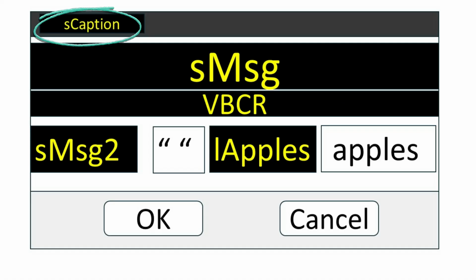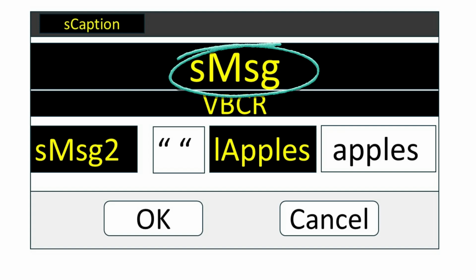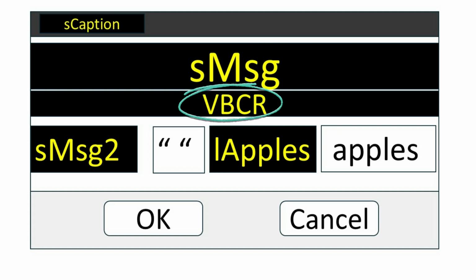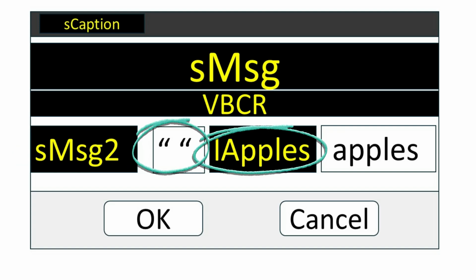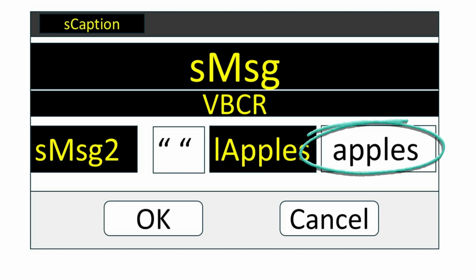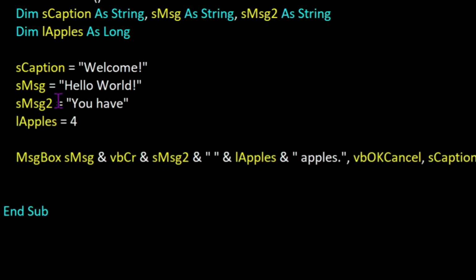As before, we have the scaption variable at the top for the window caption. In the body of the text, we have the variable smessage. Then we concatenate a vbCr, which basically goes to the second line. Then we take smessage2, concatenate a single space, then concatenate the variable lapples, then concatenate the word apples. While you can certainly do this in code, it tends to get a bit messy.